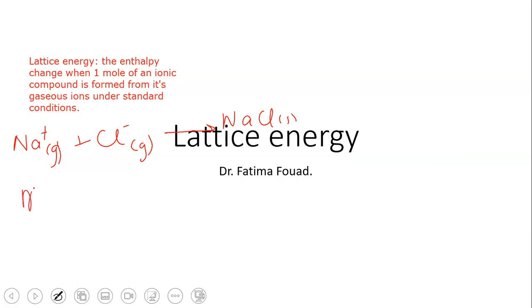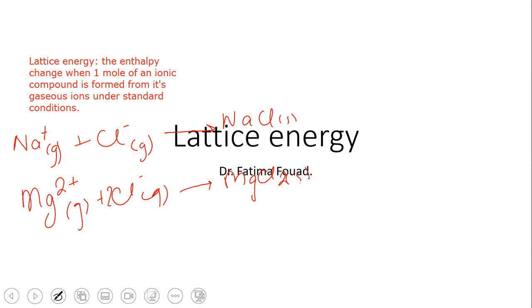For example, let's talk about magnesium chloride. Since magnesium has a charge of 2 plus, the attraction between the positive ion and the negative ion is going to be greater. And since the attraction between the positive ion and the negative ion is greater, more energy is released. The value for enthalpy change is going to be even more negative, right?